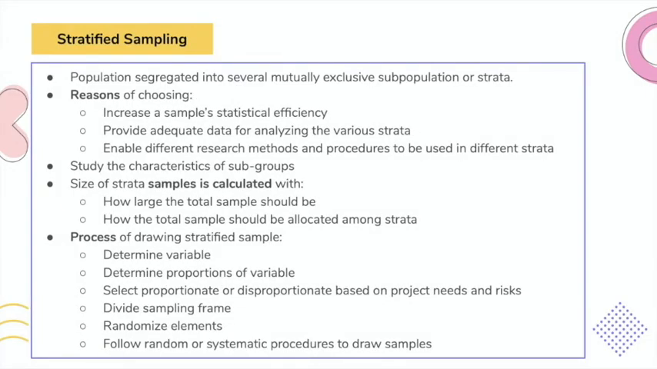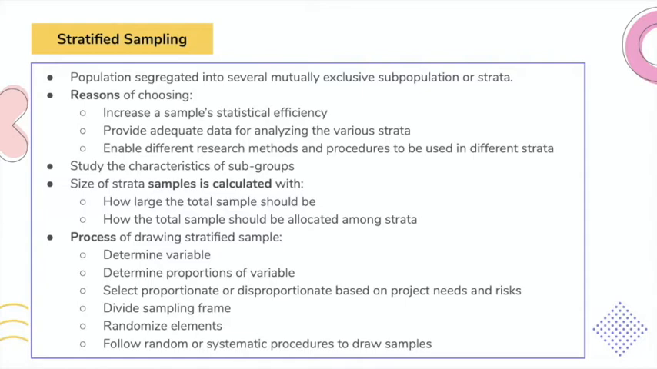The second approach is stratified sampling. So the population is segregated into several mutually exclusive subpopulations or strata. There are three reasons a researcher chooses a stratified random sample. The first one is to increase a sample's statistical efficiency, and then to provide adequate data for analyzing the various subpopulations or strata, and then to enable different research methods and procedures to be used in the different strata.